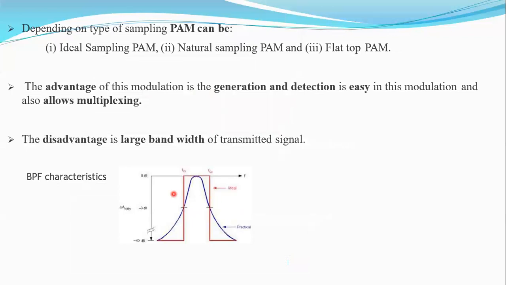So depending upon that sampling of PAM, we have three different types of techniques. The first is ideal sampling, the second is natural sampling, and the third one is flat top sampling. Now, the advantage of pulse amplitude modulation is that the generation and detection will be easy for this modulation, and the major advantage is that it also allows the multiplexing process.